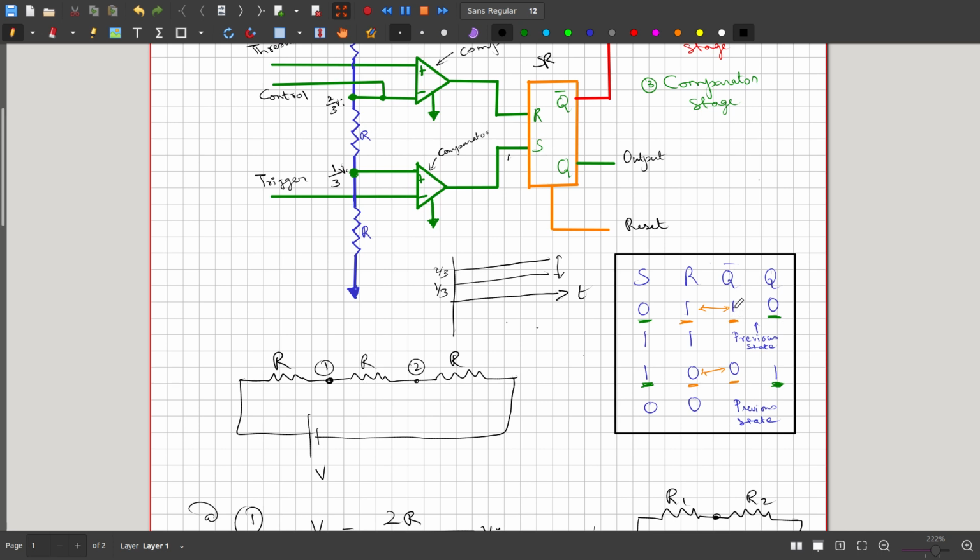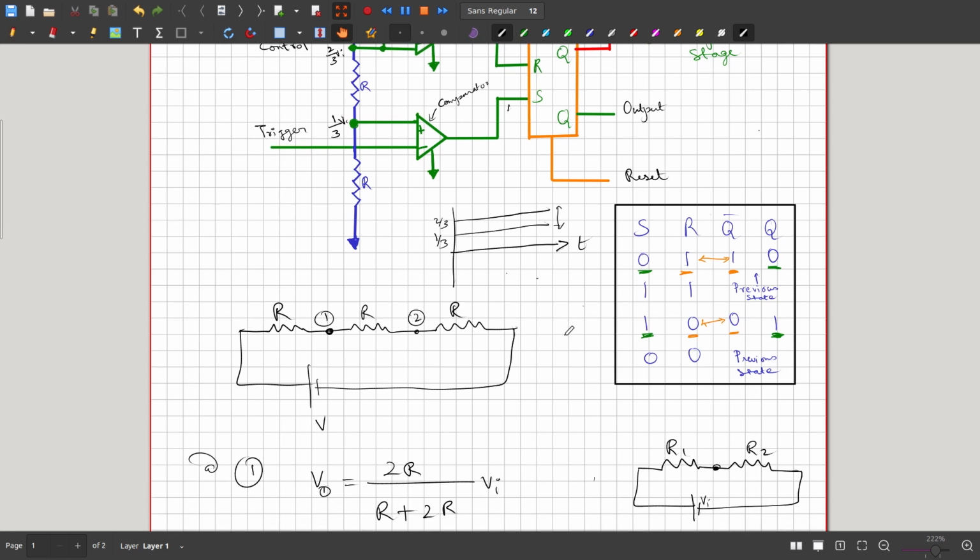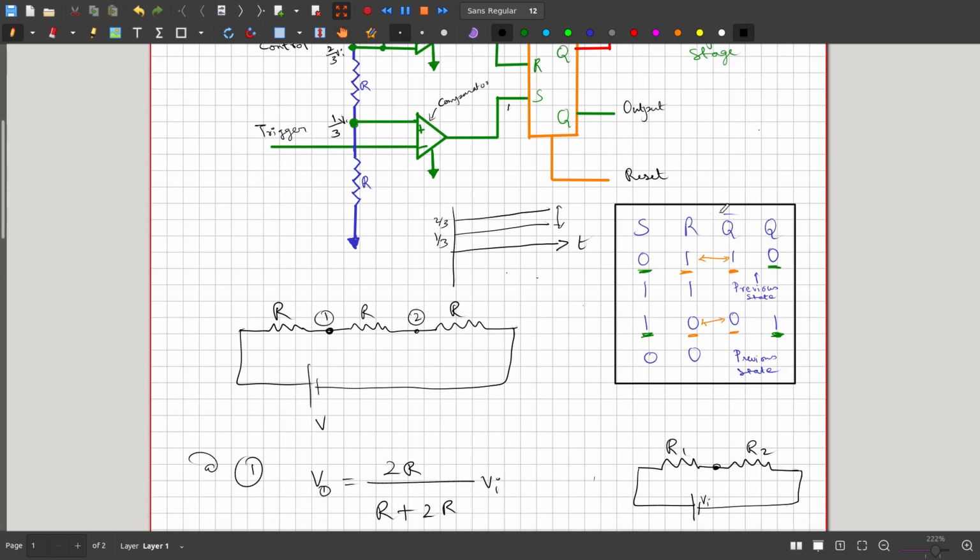Okay, so it remains in the previous state, or it memorizes the previous state. And if we want to make Q bar 0, then we have to set R to 0 as well as S to 1. This S should be set to 1 and the reset should be set to 0. Then we have Q bar equal to 0, and Q is nothing but the complement of Q bar.